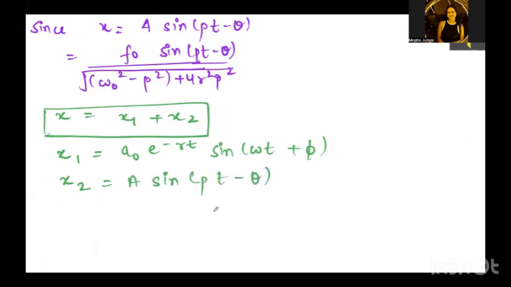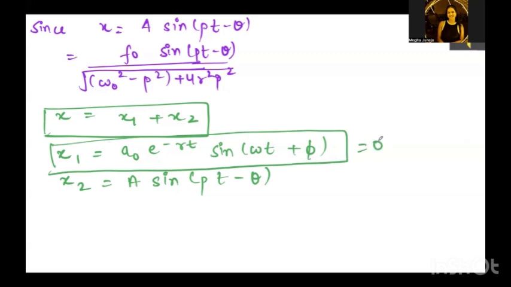Okay, so अब यहाँ पर what we can say is this factor, ये जो x1 है ना, so this is going to be equivalent to 0 with time. Why it is going to be equivalent to 0? Because हमें पता है कि जो amplitude है ना, that keeps on decreasing.